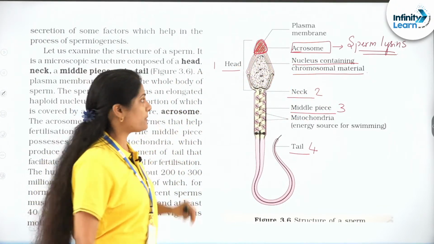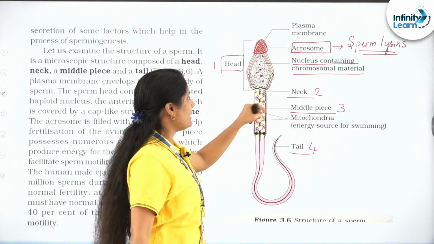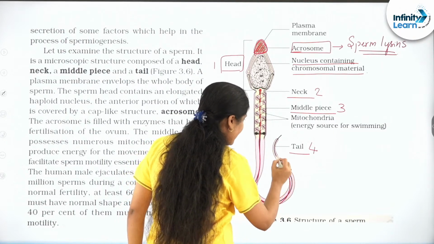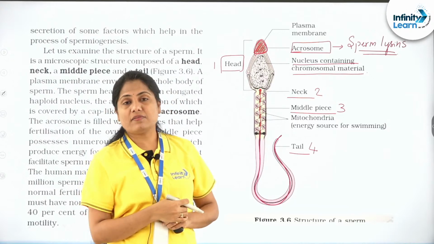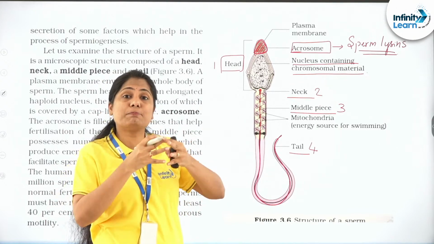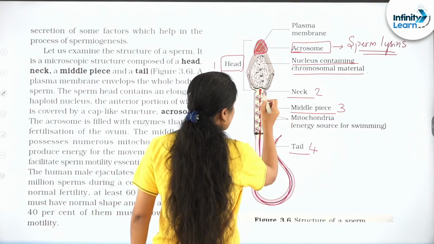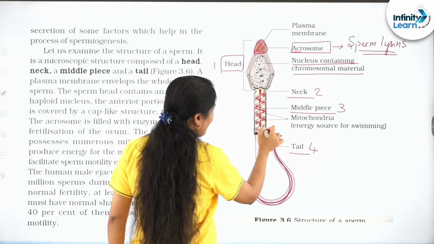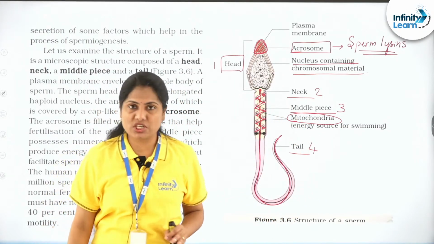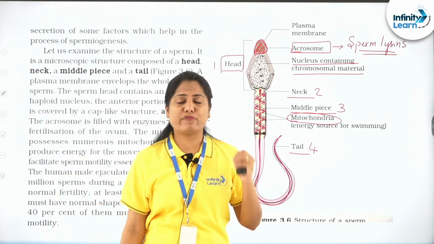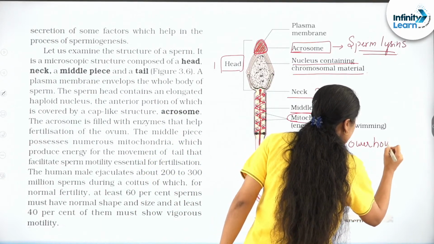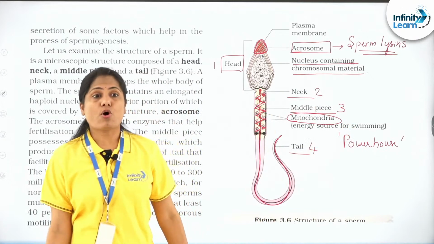Where is this cap-like structure present? In the head. Coming to the neck, it has a centriole which gives rise to the axial filament, right? Another centriole helps later during fertilization to form those spindle fibers. The middle piece has numerous spirally wound what? Mitochondria. These mitochondria provide the energy for swimming. It gives that much needed ATP for swimming. So what is it referred to as? The powerhouse of the sperm.